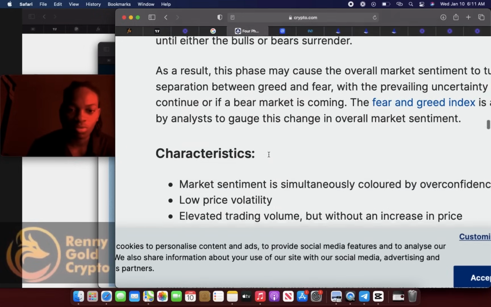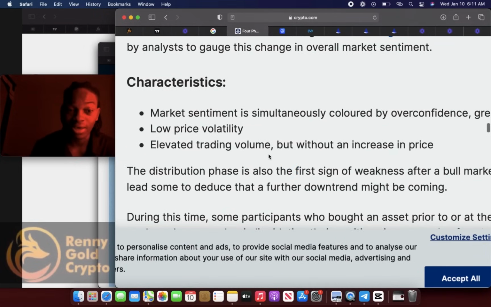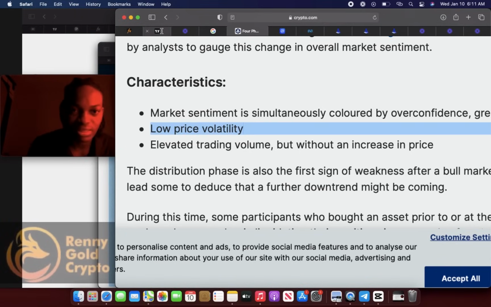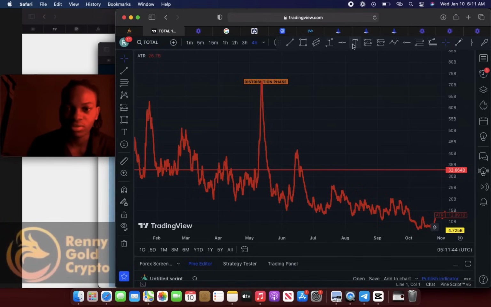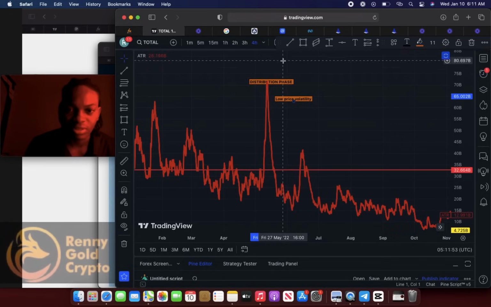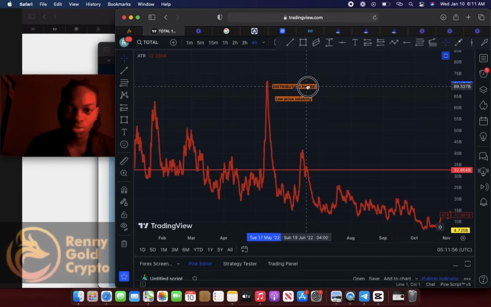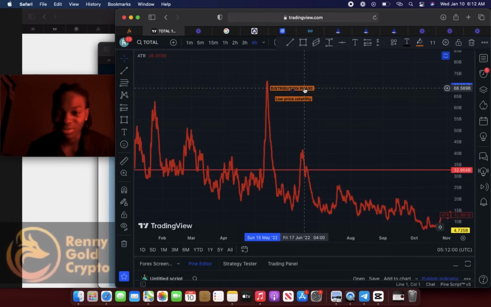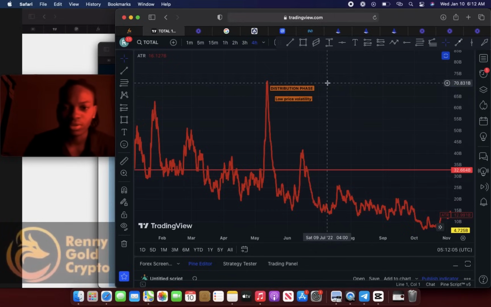So now let's come to the characteristics. This is how I made that money. It's not easy. Here we are looking for low price volatility. So in this case, we have this. You should have that on your screen, just to remind yourself that this is a time when you should be looking out to take advantage. If you're a futures trader in the crypto market, this is even the best video for you. So that is it.